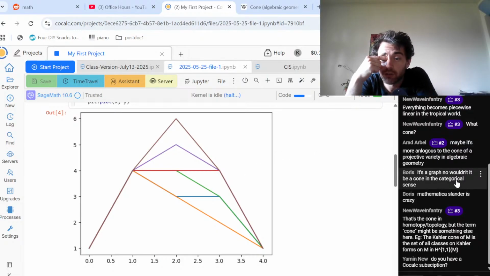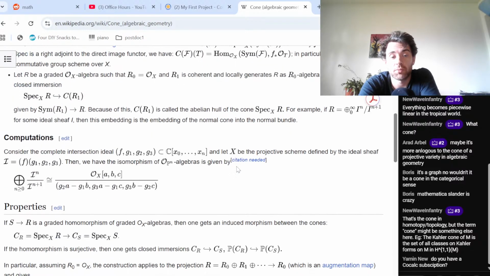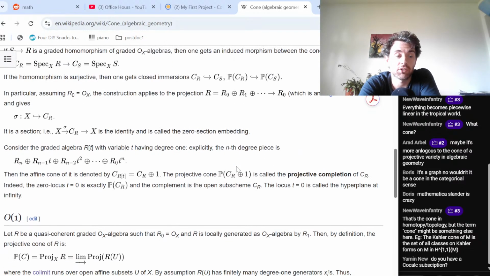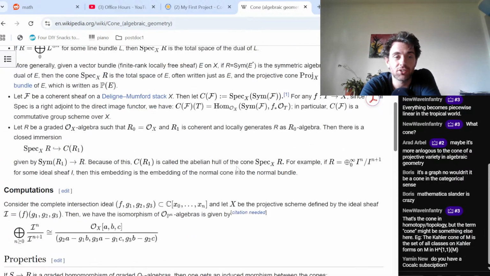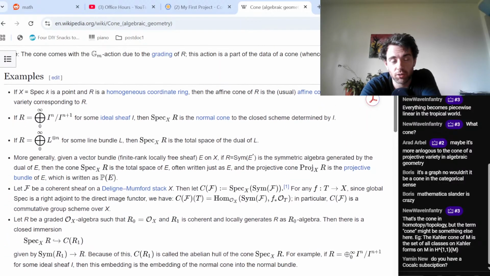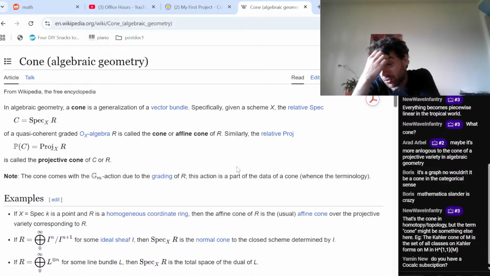It's a graph. Wouldn't it be a cone in the categorical sense? Well, maybe. But because we're in the world of tropical geometry, what makes the most sense to me, and again, I have no idea, I'm completely guessing, so someone go find a textbook and correct me, is that it's a cone in the algebraic, or rather, tropical geometry, which is the piecewise linear approximation to algebraic geometry.